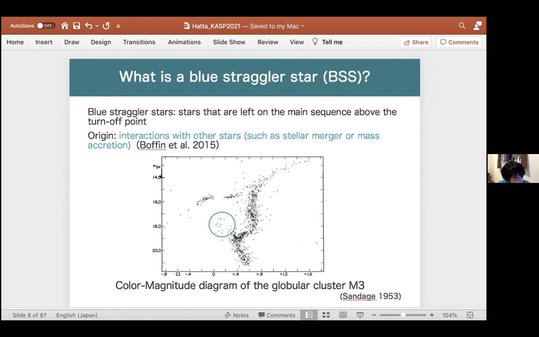Previously low mass progenitors experienced stellar merger or mass accretion and then gained the mass, and now are on this main sequence. This is the formation channel for blue straggler stars.